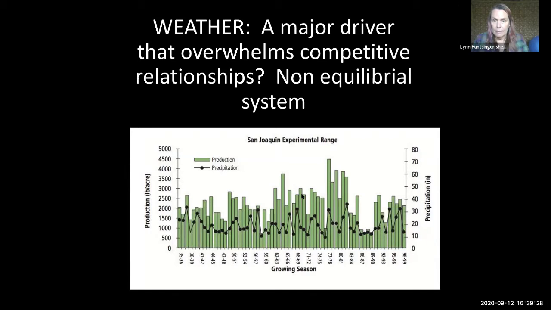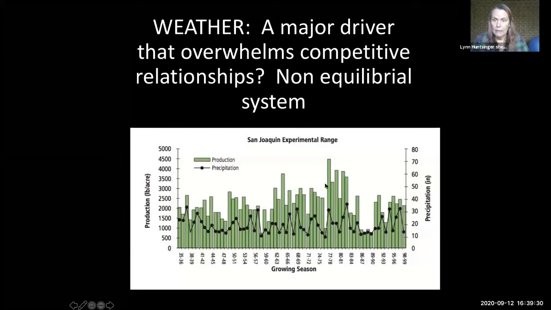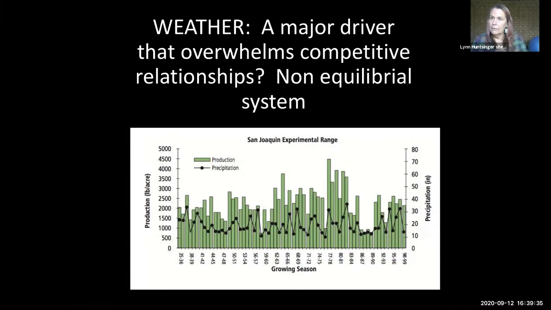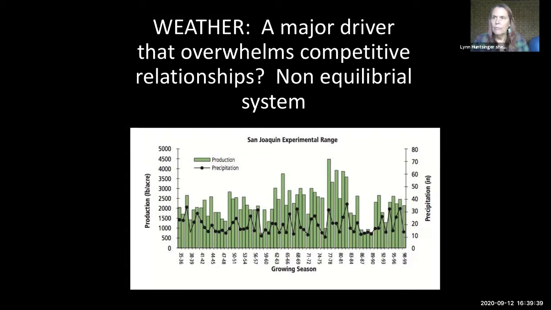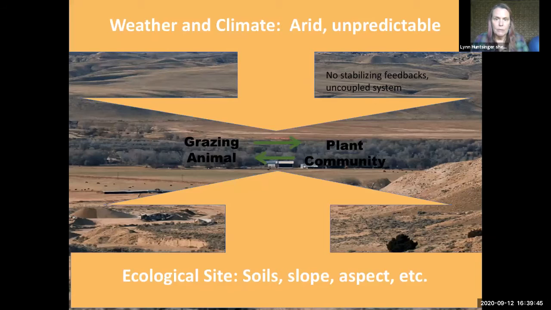The plants are not going to grow. And if it rains a lot, which it does sometimes, then the plants will grow a lot and we won't have enough animals or wildlife to consume it. So this has led us to the other model, the non-equilibrium model, which is represented here, where there's still a relationship between the grazing animal and the plant community, and it's still important, just like weather is important in the equilibrium model, but it's not the usual main driver of the system.